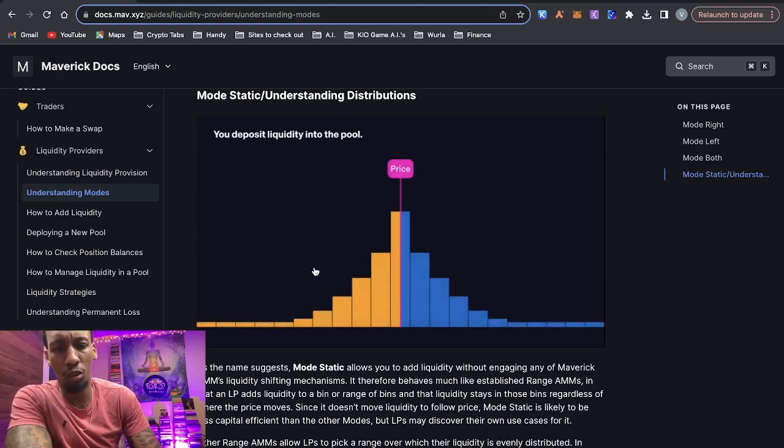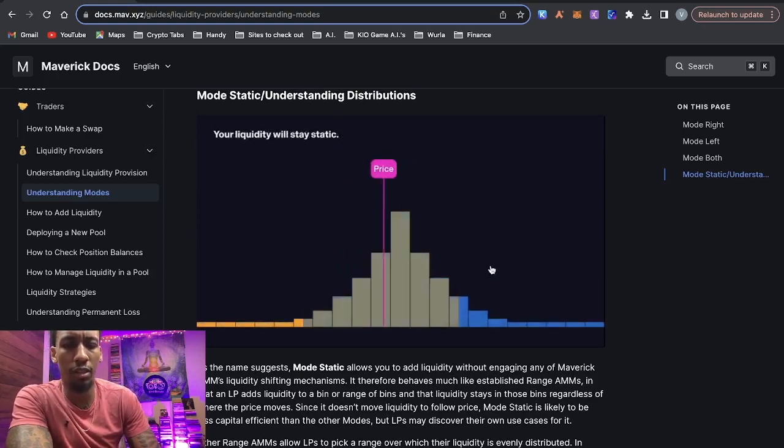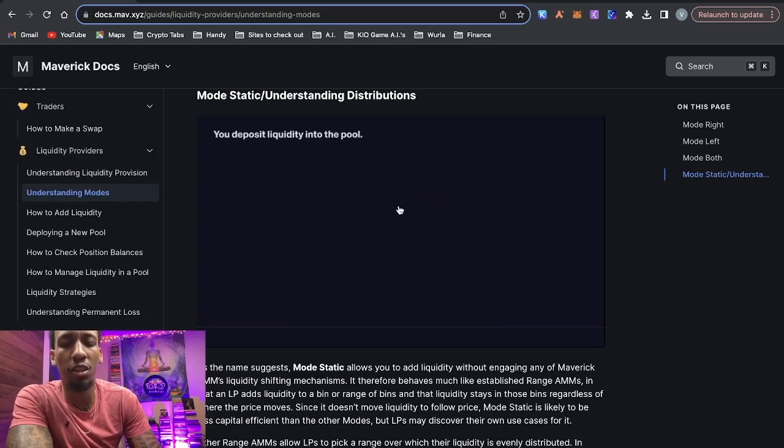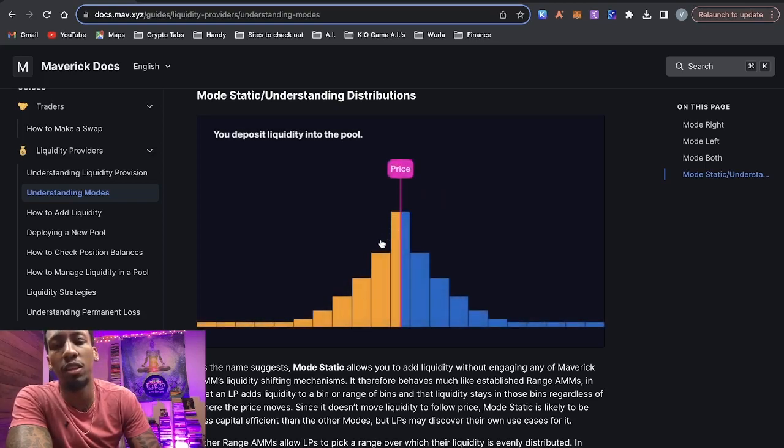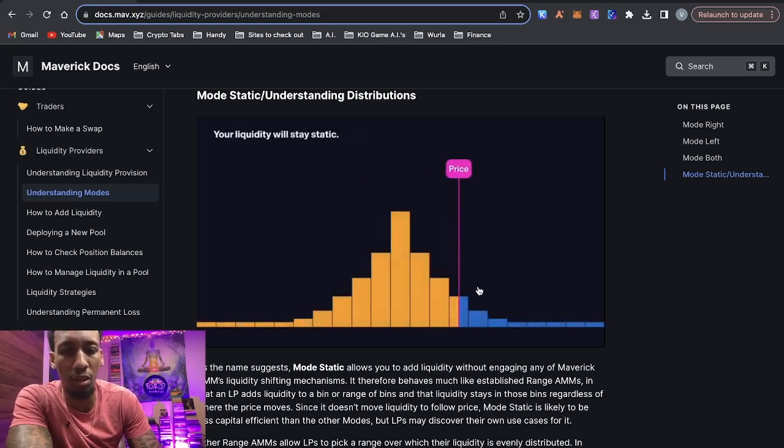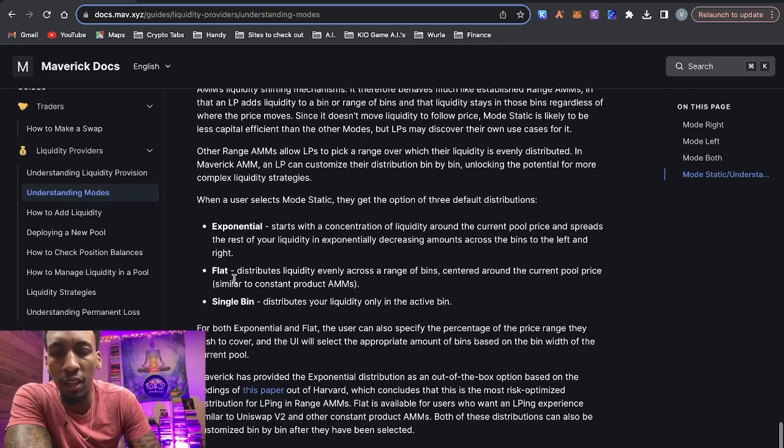So let's say you want to provide liquidity from here to here. Wherever the middle of it is, it's going to make that the highest, and it's going to have it exponentially decrease on both sides, if that makes sense. The second option you get is flat. It distributes liquidity evenly across a range of bins centered around the current pool price, similar to constant product AMMs.